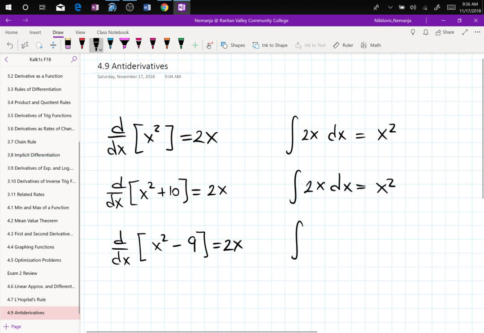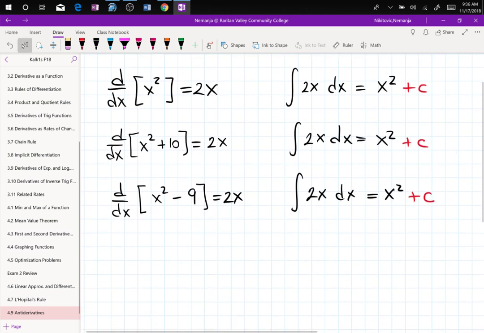So when you want to undo the derivative which produced 2x, there is no way for you to retrieve 0 or 10 or negative 9. So that's why we put this plus c to emphasize that there's supposed to be some unknown constant there that we don't have at the moment. We don't have a way of determining. It is what it is.